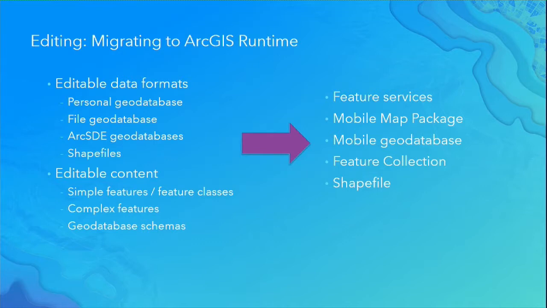So the editable content within the ArcGIS Runtime is of course feature services that are hosted in your enterprise GIS server or ArcGIS Online. Mobile map packages can contain editable content. Mobile geodatabases are editable if they've come from a sync-enabled feature service. That mobile map package actually contains those mobile geodatabases. Feature collections are editable, so those embedded content types that I said are in portal items or web maps, you can edit those feature collections, and then shapefiles as well.